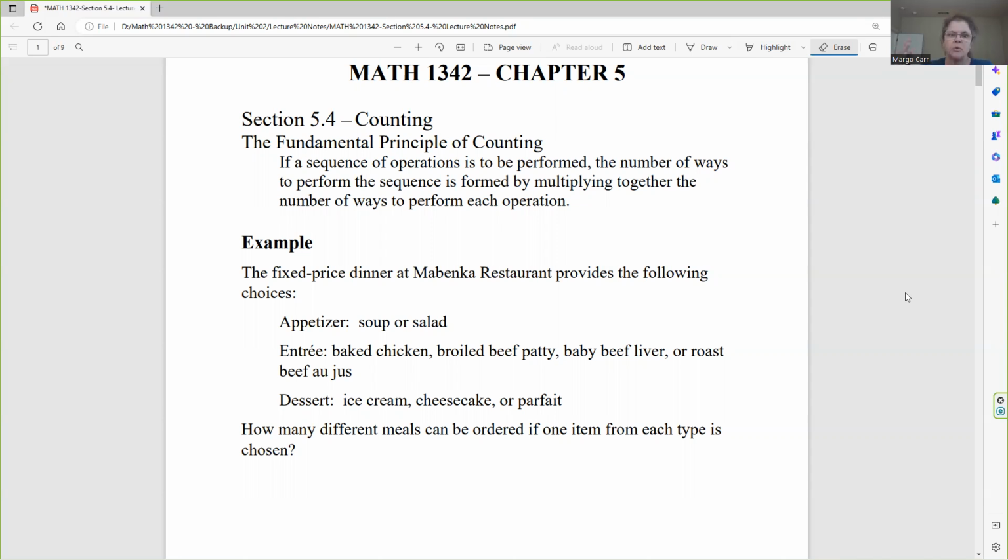I'm just going to go through what Dr. Cheek covered today. So Dr. Cheek told me she covered the fundamental principle of counting, which is pretty straightforward. It's just taking the number of ways each thing can be performed, multiplying them all together.